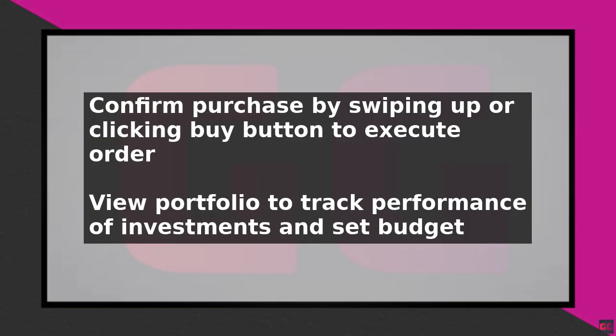In conclusion, buying a stock on Robinhood is a straightforward process that involves searching for the stock, viewing its details, specifying the number of shares to buy, reviewing the order details, and confirming the purchase. By following these steps and doing your research, you can start investing in the stock market with confidence.